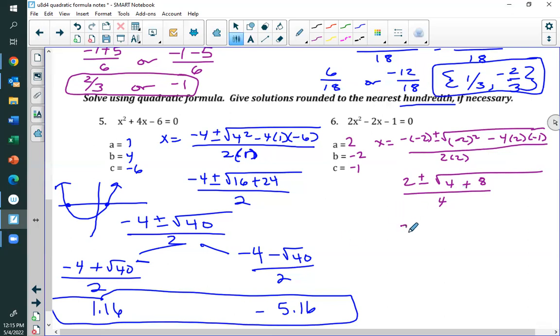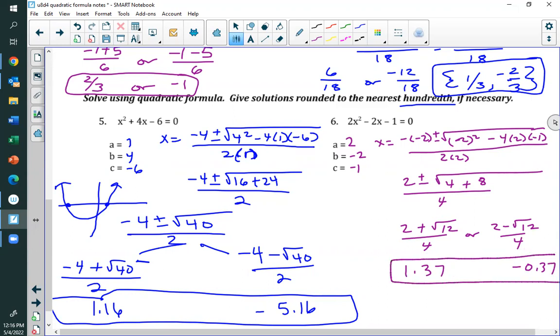And this means that I have 2 plus the square root of 12 over 4, or, and either way, 2 minus the square root of 12 over 4. When I do that on a calculator, I should get 1.37 or negative 0.37. Those are my answers. So these are the decimal answers. These are not simplest radical form, right? These answers here are radical form, but right now they're not simplest, right?